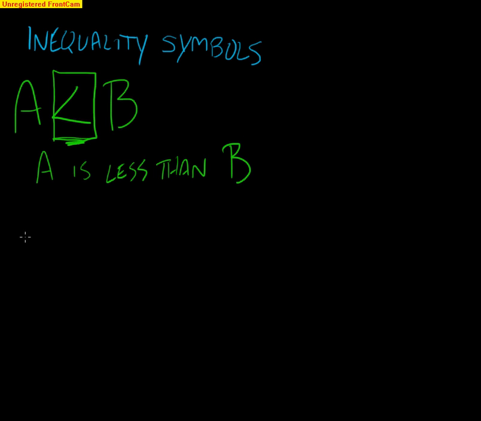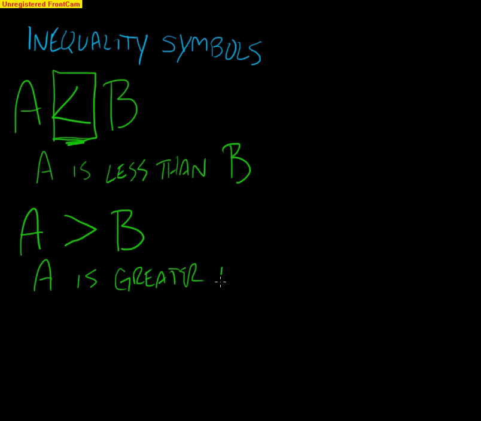The second inequality symbol, we're just going to use the same variables, A. Notice what we did. All we did was flip that alligator's mouth, and we're going to read this statement as A is, where's the alligator's mouth pointing, greater than B. So far so good, I hope. So that is our first two inequality symbols.